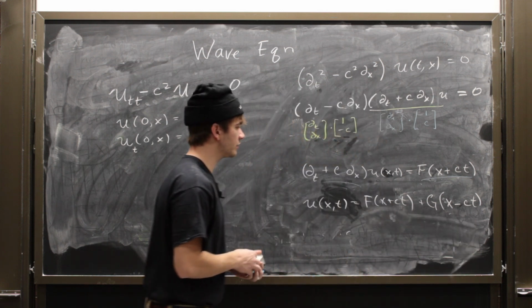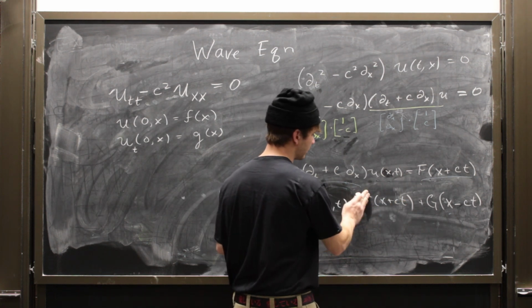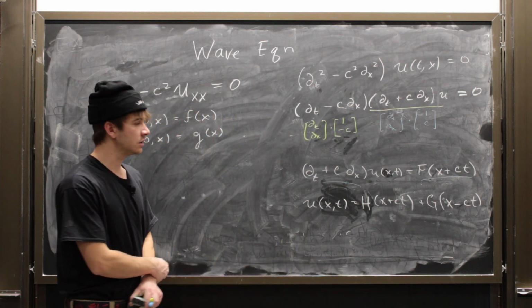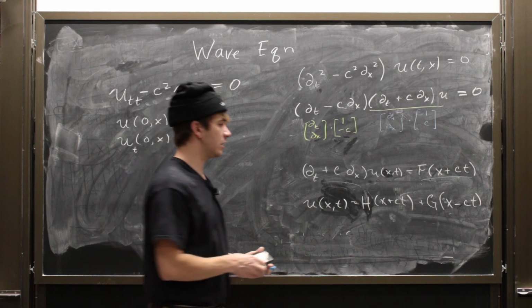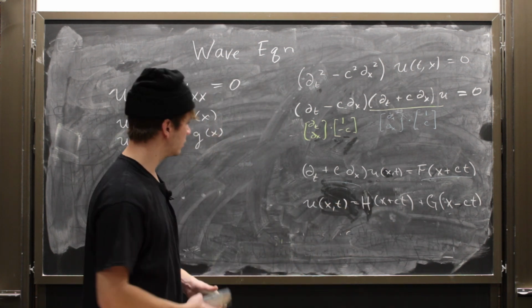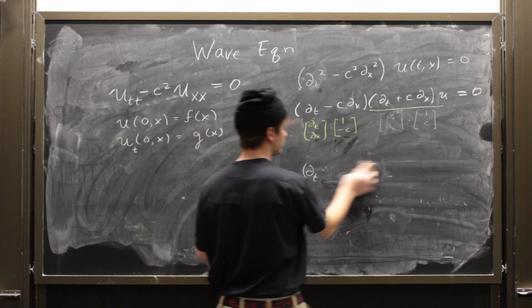Now, one thing I should note is that these functions are not actually the same from line to line, so perhaps it is clearer if I just use the letter h. These functions are not actually the same. The point is they only depend on x plus ct. Okay? Wonderful. So this is the heart of the solution.